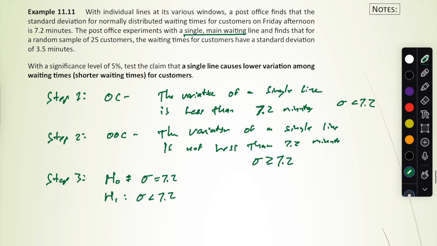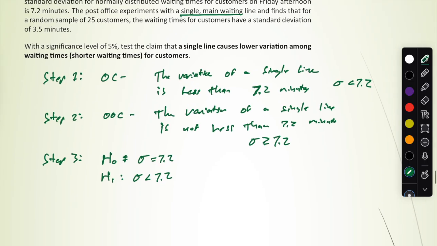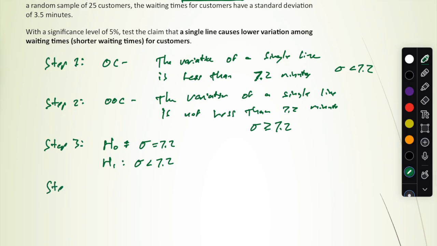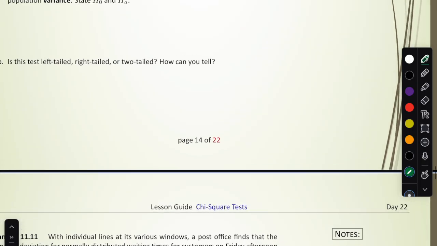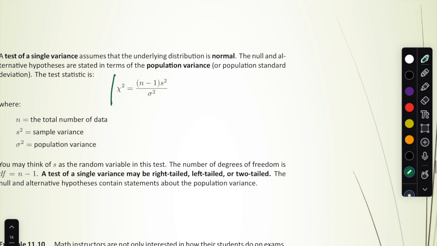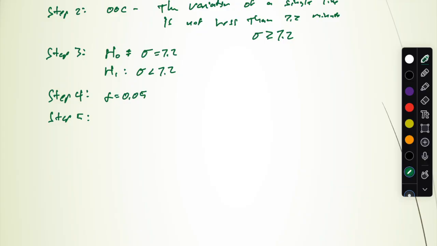See, we know all of this stuff. Like, we can do this just fine. It's just the test statistic is a little bit different. So they want alpha to equal 0.05 here. Now we do step 5, which is the test statistic. And if you look up here, you've got this test statistic that we want to use. All right, so this is going to be chi-squared. So chi-squared equals n minus 1 times s squared over sigma squared.